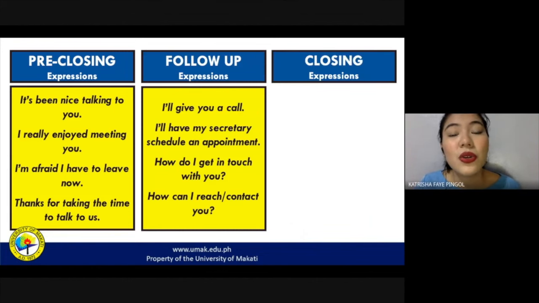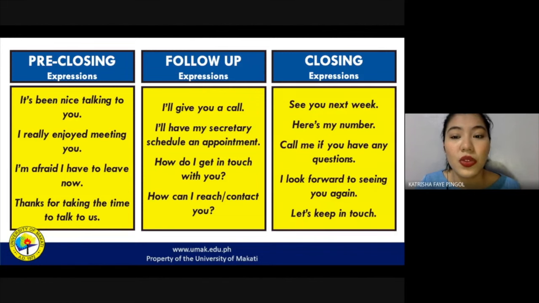And there are also closing expressions that we could use. So it's just basically ending it all together. See you next week. Here's my number. Call me if you have any questions. I look forward to seeing you again. Let's keep in touch. So these are closing expressions that you could use.